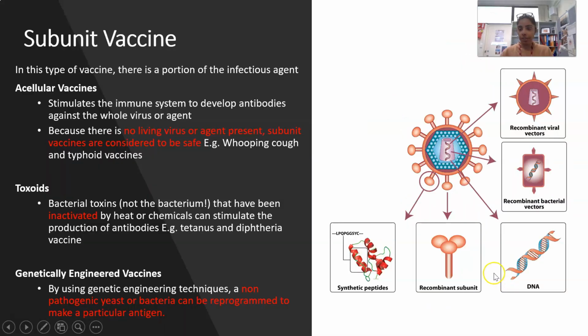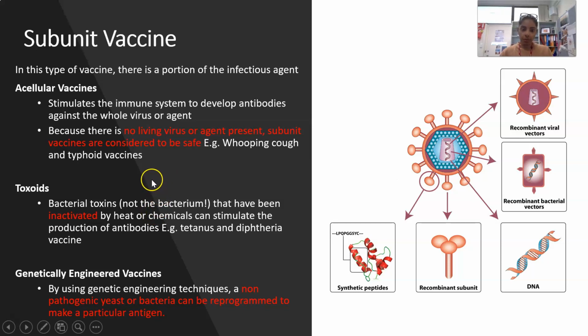All right, we're looking at subunit vaccines here now. We have the acellular one. Now that is when an immune response is stimulated to develop antibodies against a whole virus, but because no living virus is actually present, subunit vaccines are considered to be safe. So we are not introducing a full virus into the body and just rendering it harmless. It's only part of that virus.